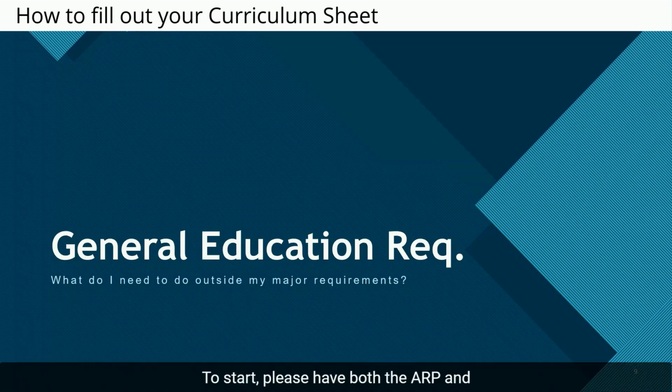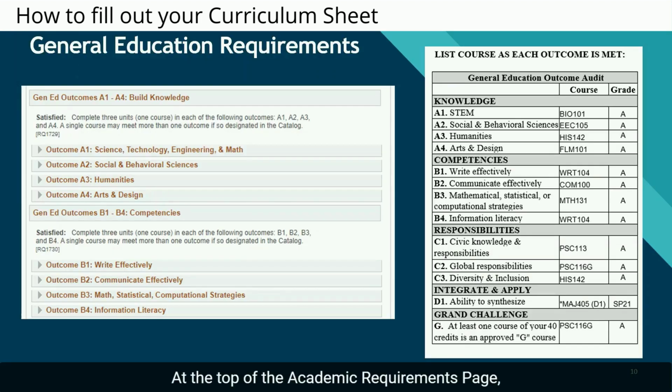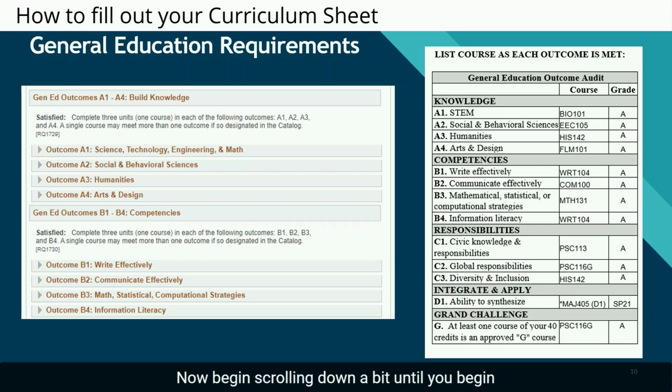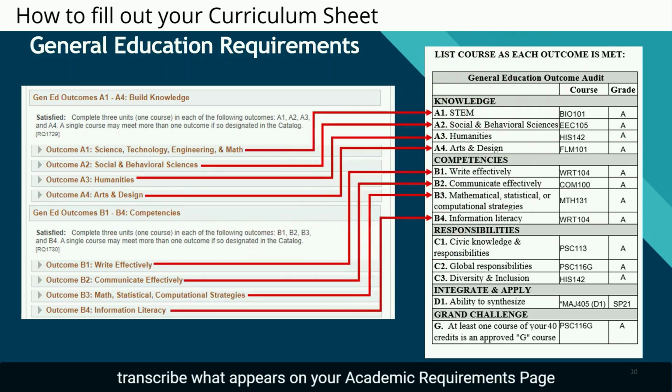To start, please have both the ARP and curriculum sheet open and available to you. At the top of the academic requirements page, you will see a button labeled Expand All. Click this button now to save you time in the future. Now begin scrolling down a bit until you begin to see your general education requirements listed by outcome. Go through each outcome one by one and transcribe what appears on your academic requirements page onto your general education curriculum sheet section. Please note that the curriculum sheet shown here is just a sample and may not reflect yours exactly, however, the process remains the same.